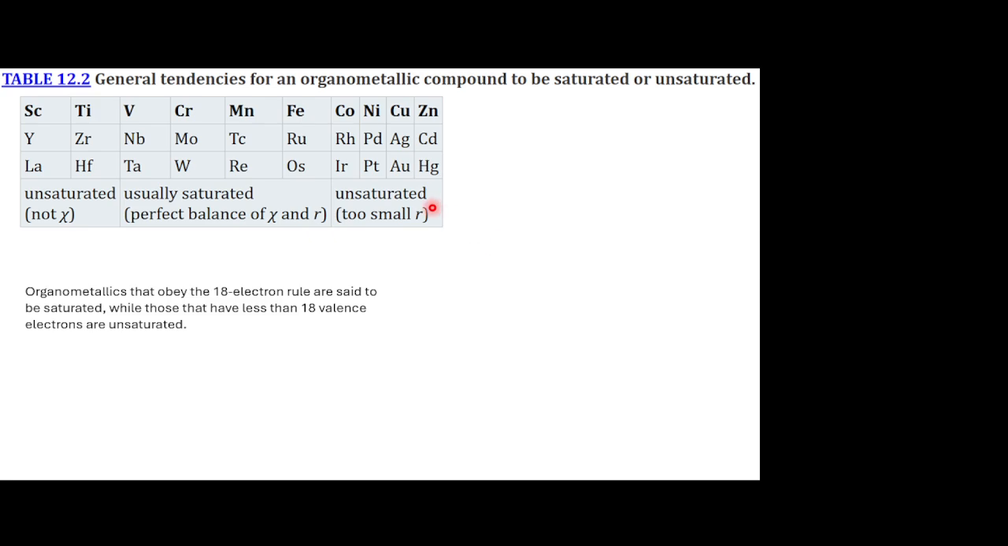Radius. Oh, radius. Okay. Which is unsaturated. So chi again, electronegativity, right? How well it holds onto the electrons. These are usually saturated because they have a good balance of chi and r, so a radius that's large enough that can actually fit those, and chi that we can actually keep the electrons. Okay? So tends to lose the electrons, so you never get to the 18. Too small, can't fit 18 around.